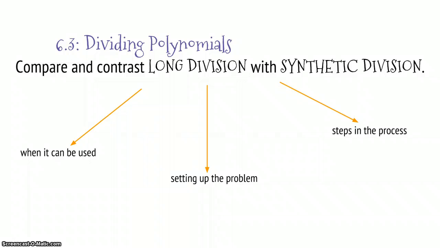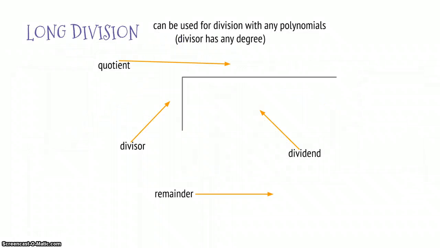First, let's talk about long division. Now, long division, we set up a problem like this, right? We have our dividend in this area. We have our divisor, our quotient, and our remainder. Now, this is a process, and we can use this for division with any polynomial. The divisor can have any degree we want, right?